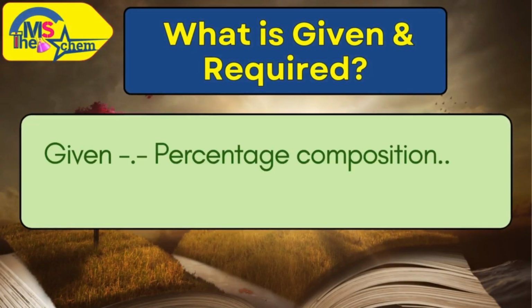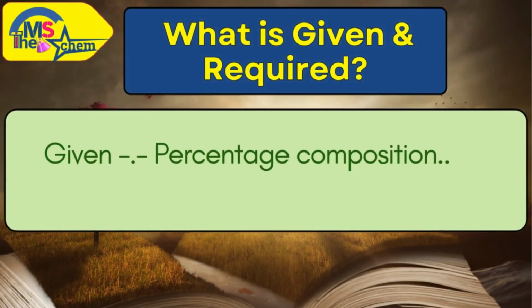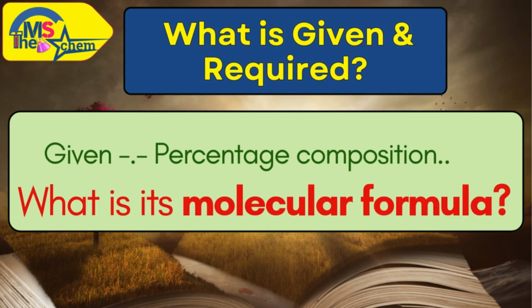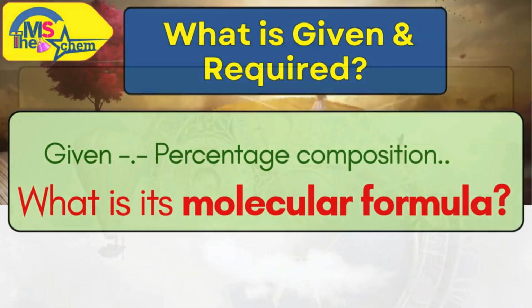In this question, we are given the molecular mass of serotonin, which is 176 grams per mole. We are also provided with the percentage composition of carbon, hydrogen, oxygen and nitrogen. What is required in this question? It is the molecular formula. We have to determine the molecular formula of serotonin from the given data.